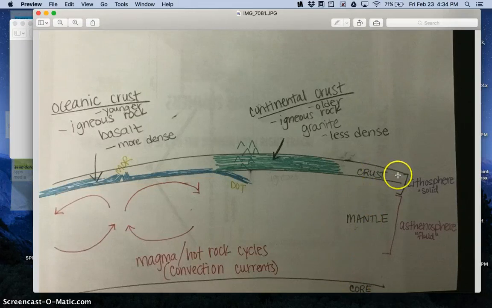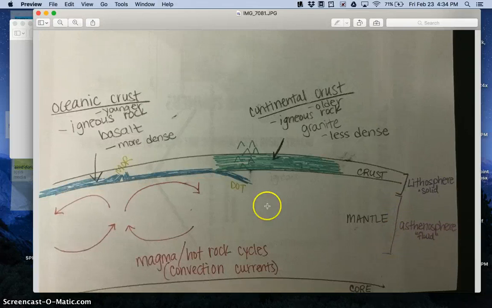We have the crust, the lithosphere, the mantle is this whole thing. The asthenosphere is just this part. And then we have the inner core and the outer core. So I felt like this was kind of confusing last week. The lithosphere is the crust and the upper mantle, but it's only the solid part up there. And then once it starts to be able to bend and flow, that's why it's called fluid.